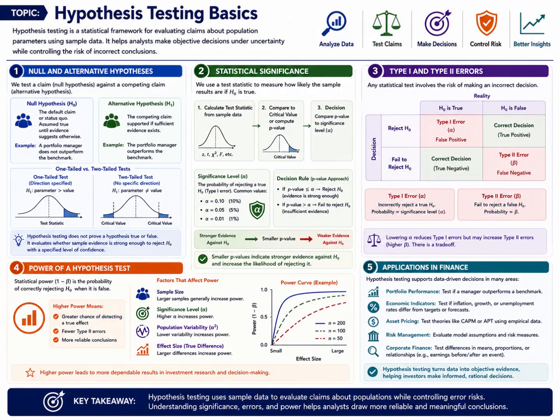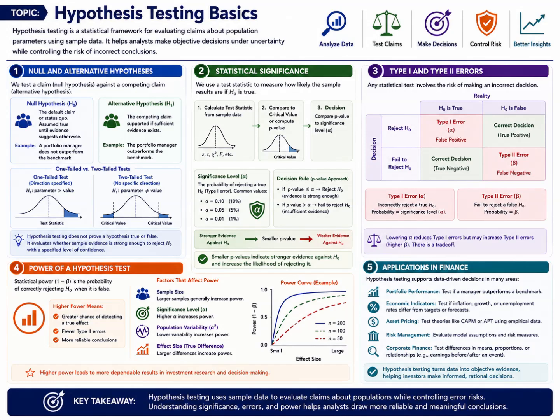The topic explains that hypothesis testing does not prove a hypothesis true or false absolutely. Instead, it evaluates whether available sample evidence is strong enough to reject the null hypothesis with a specified degree of confidence. A central concept in the topic is statistical significance, which measures the likelihood that observed sample results occurred purely by chance. Analysts calculate a test statistic from sample data and compare it to a critical value or evaluate its p-value relative to a chosen significance level.